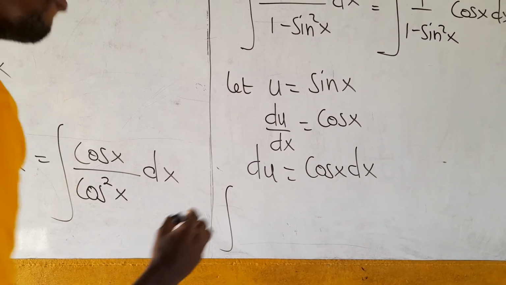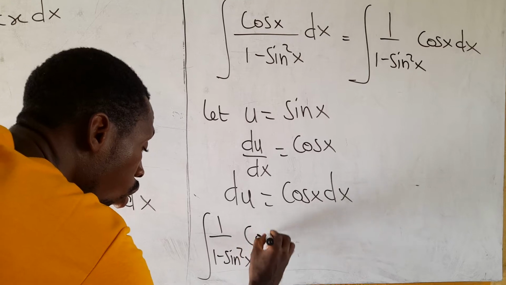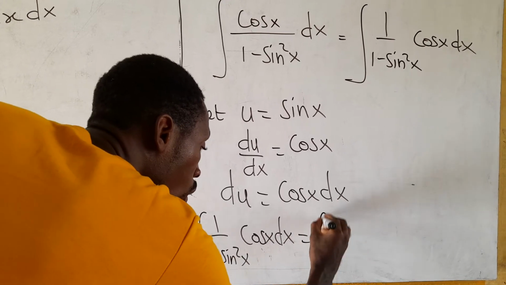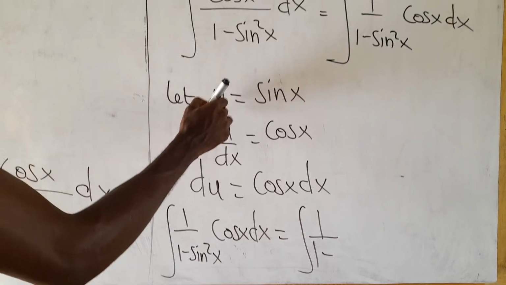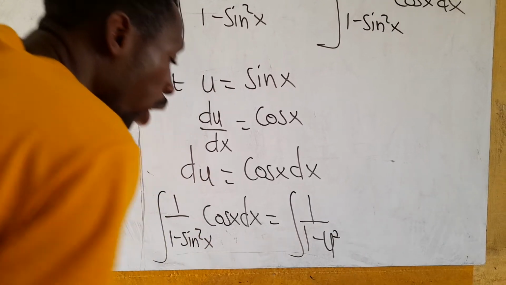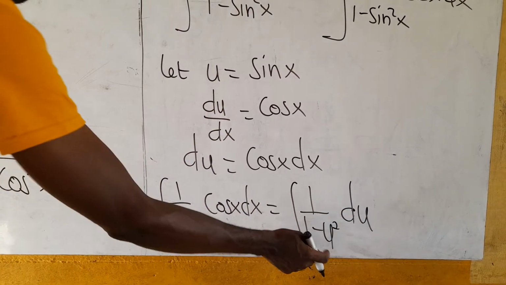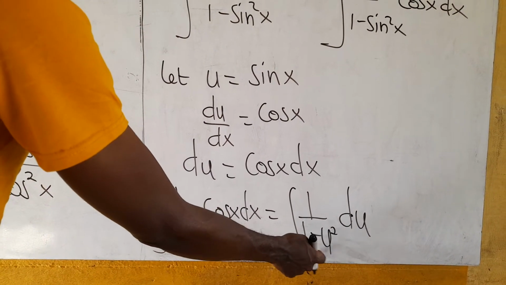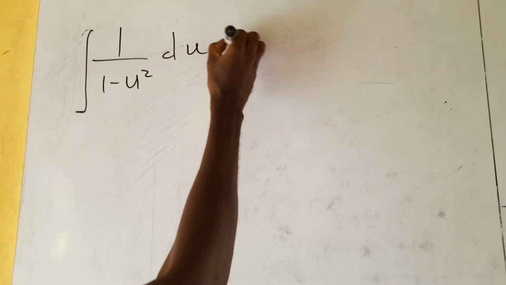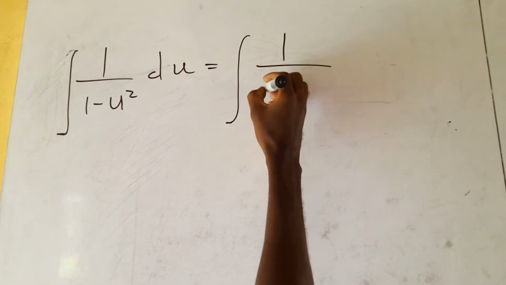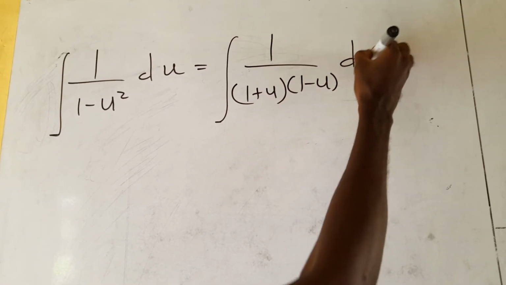That's by cross multiplying. So I can substitute. We say the integral of 1 over 1 minus sine square x times cos x dx will be equal to 1 over 1 minus, what's our sin x? Our sin x is u. So we say 1 minus u square. Then cos x dx is du. So my du. Now I will resolve this into partial fraction, then integrate. This is a difference of two squares. So I can write this as the integral of 1 over 1 plus u, then 1 minus u du.